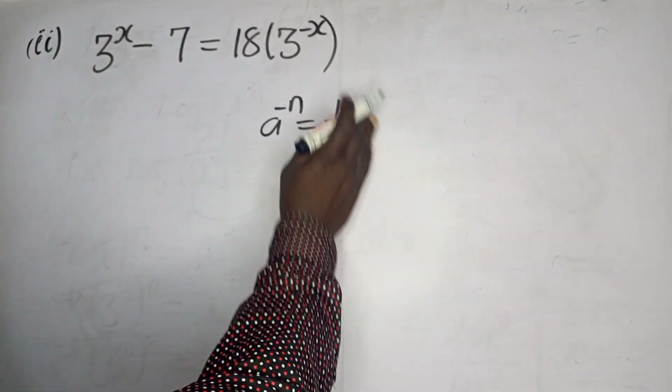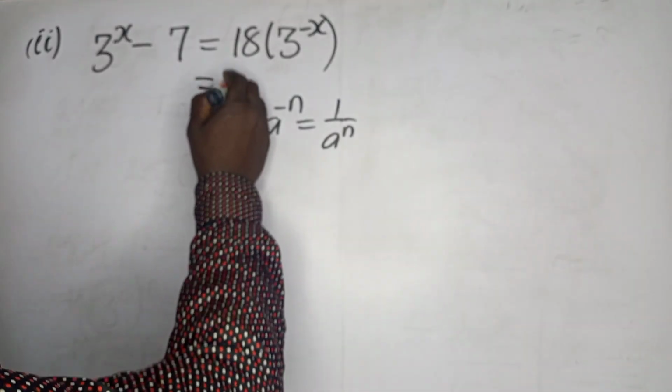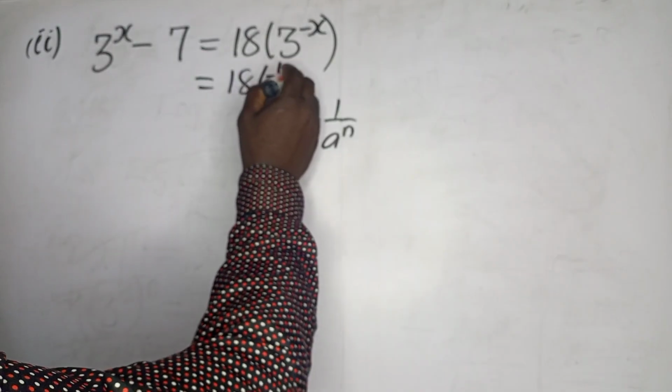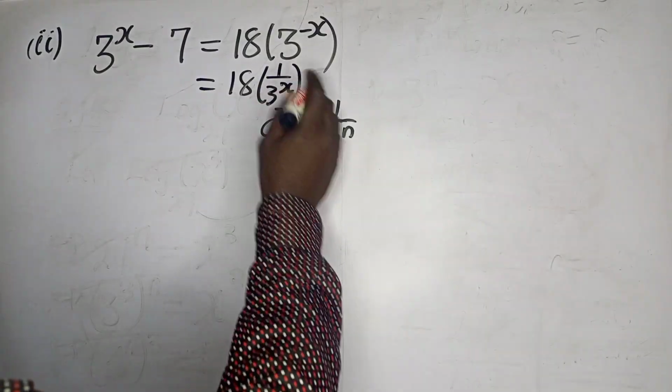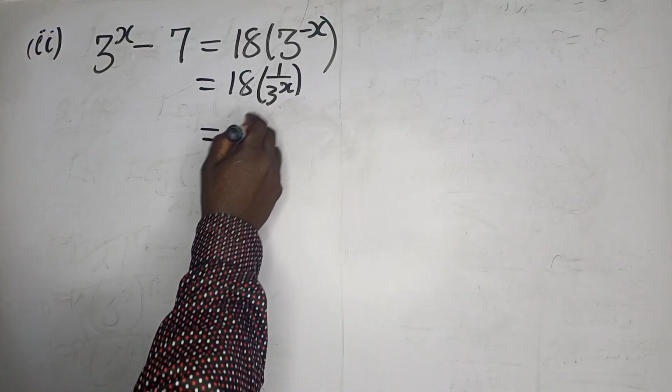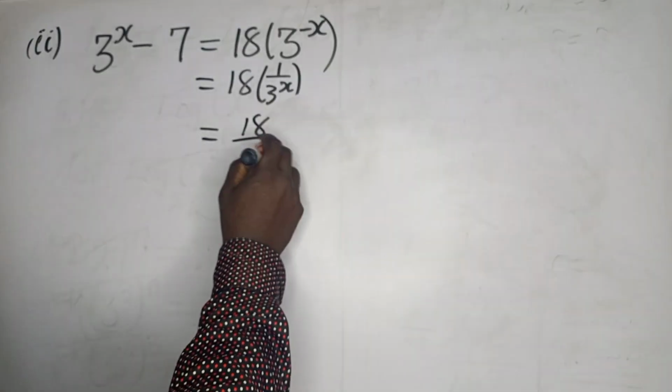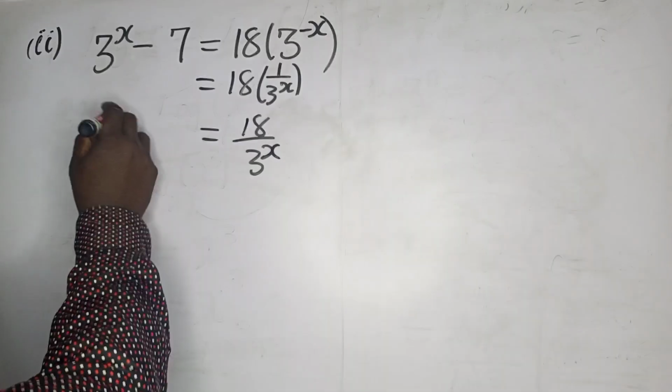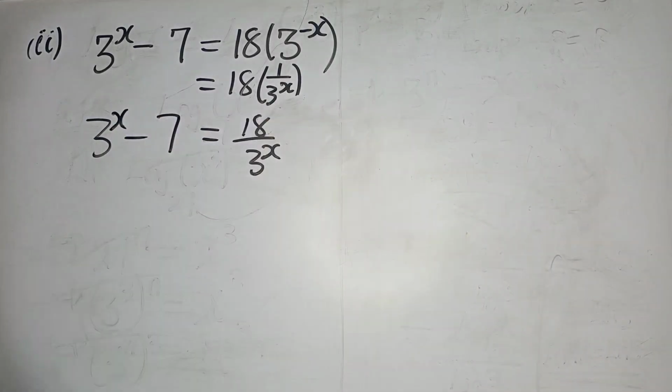So let's start by arranging this one. This will now become 18 into 1 all over 3 to the power x. And we'll apply that law, which is just the same as 18 all over 3 to the power x. So we're saying 3 to the x minus 7 is equal to 18 all over 3 to the power x.